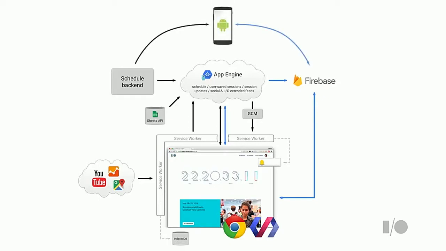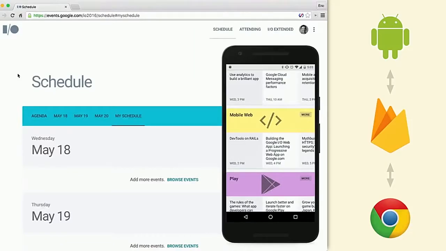And the cool thing we did this year was we actually share this backend with the Android native app and the iOS client that we have this year. So everybody is kind of syncing on the same data. If you bookmark a session in one, it shows up in the other app. And if you've never used Firebase, it's actually amazing. This is the first time I had real experience using Firebase for a significant project.